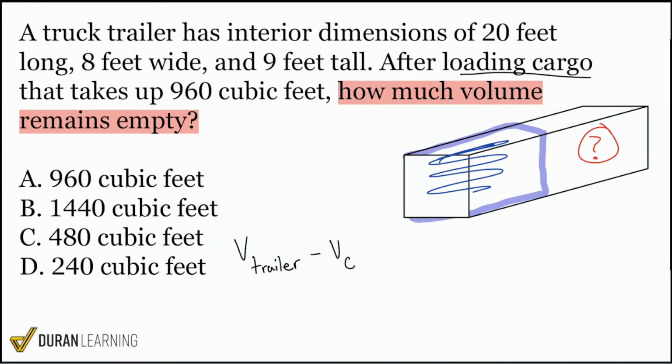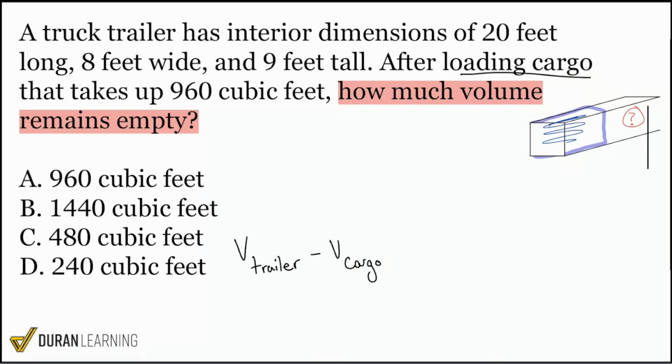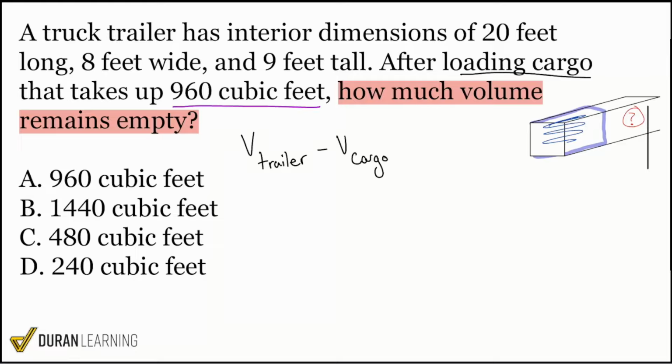So volume of the cargo. Once we find the individual volumes, we can subtract and we're done. That's it. It doesn't have to be any more complicated than that. So let's get to work. Let's move that out of the way, even though I missed the last little line there, no problem. Let's find these volumes. I already have the volume of my cargo right over here, so I'll just go ahead and put 960 cubic feet there.